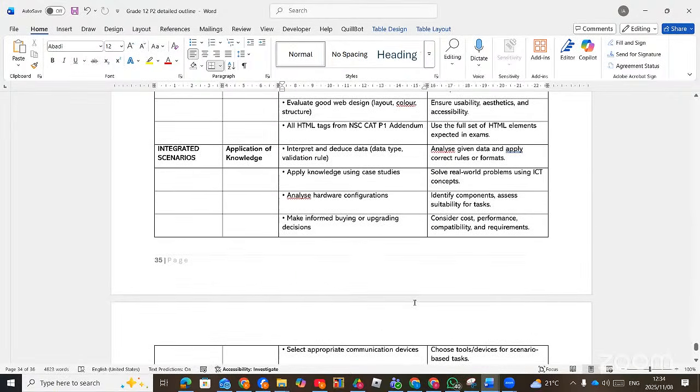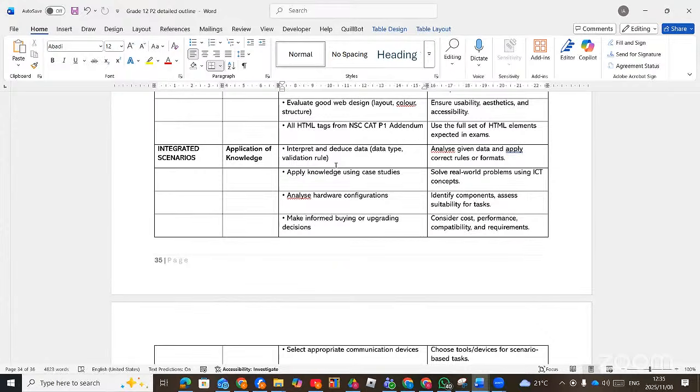Then when it comes to the integrated scenario, you have to deduce from the scenario given to you. Whenever you are answering them, you must refer to the scenario. Don't just give the answers. And this one comprises all the content. They add system technologies. They will add network and internet, social implications, solution development, and then information management. They will put all of them together for question 9 and 10.